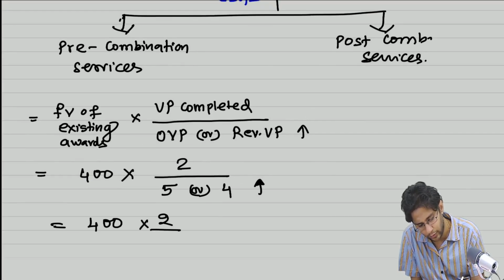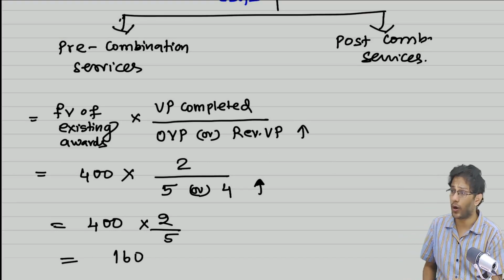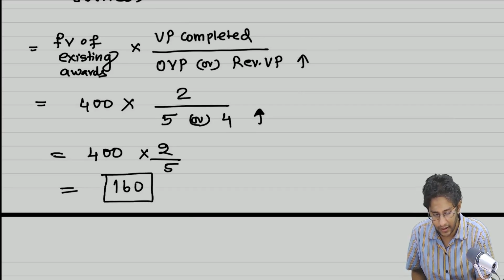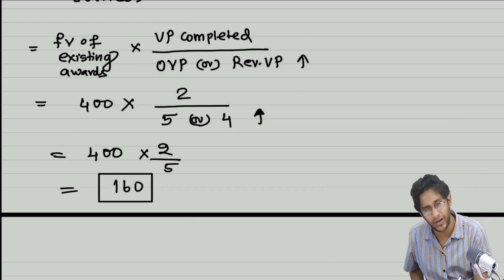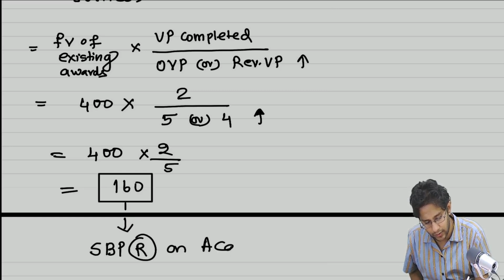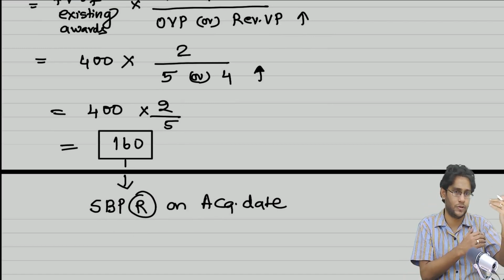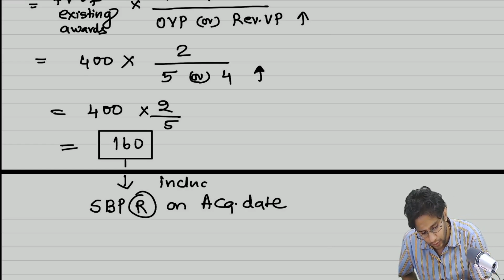So 400 into 2 by 5, that is 160. What our standard says is, this 160, which is the value of services obtained up to the date of acquisition, up to the extent of this amount, create an SBP reserve on the acquisition date. So how will you create this? What is the debit portion? Credit SBP reserve, debit what? Nothing, sir. This you have to include in your purchase consideration (PC).